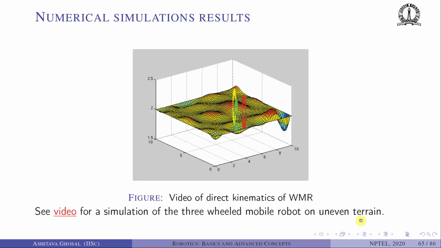This is a video showing the direct kinematics of the three-wheeled robot, and I will show that at the end, along with some other videos. Basically this is the surface, and this yellow, green and red are the three wheels, and you will see in the video that it can go over this uneven terrain.